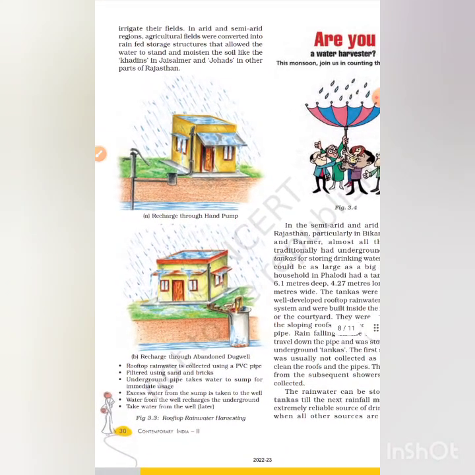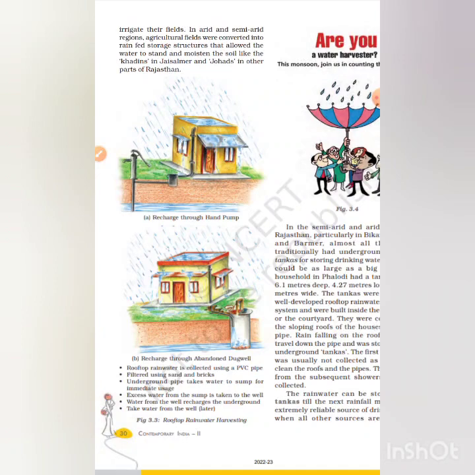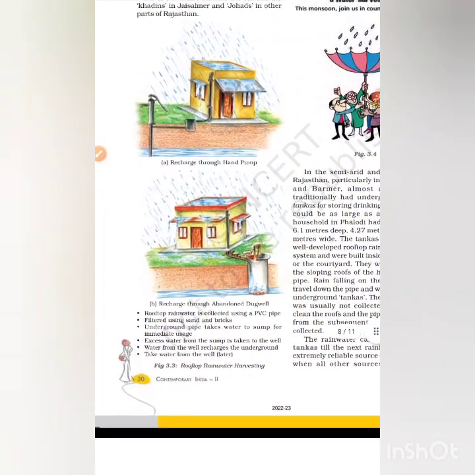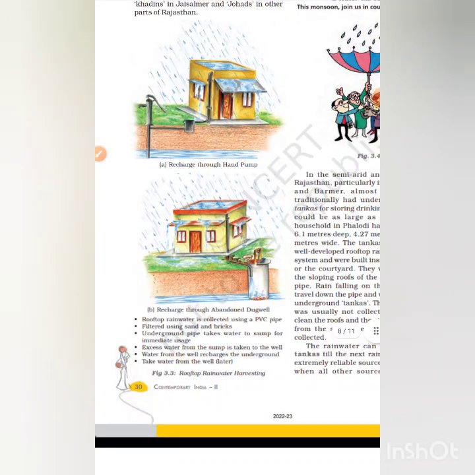This first picture is of a recharge through hand pump, and the second picture is of recharge through abandoned dug well. Rooftop rainwater is collected using a PVC pipe, filtered using sand and bricks. Underground pipe takes water to a sump for immediate uses. Excess water from the sump is taken to the well. Water from the well recharges the underground. Take water from the well later. This figure is of the rooftop rainwater harvesting.